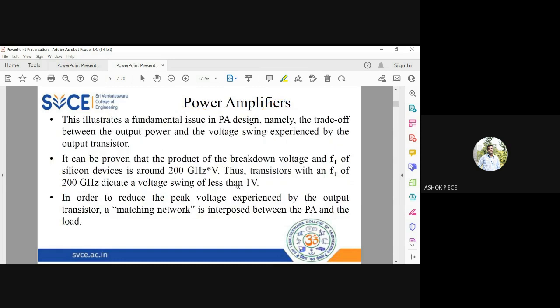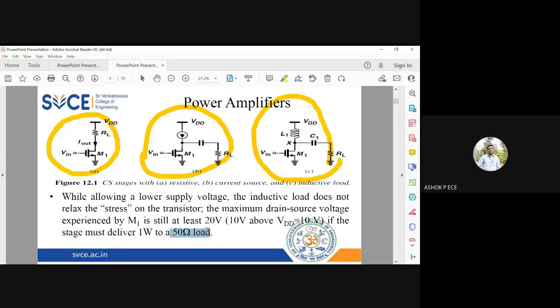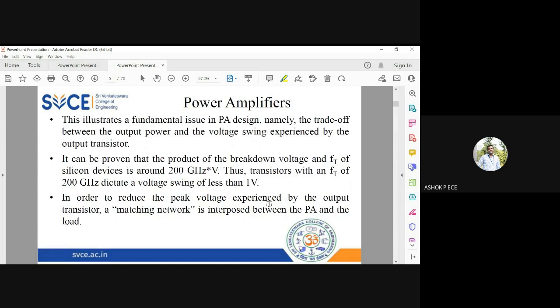Okay. And one important thing: you assume that all loads are at 50 ohms, because at high frequency the transmission line effect will take place. So whatever load you are going to use, it has to be at 50 ohms. That has to be ensured.